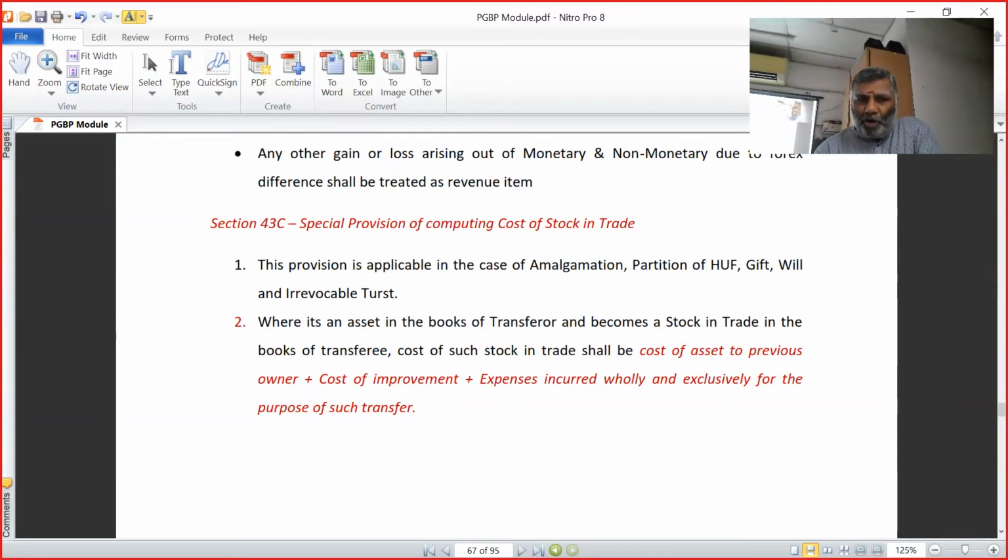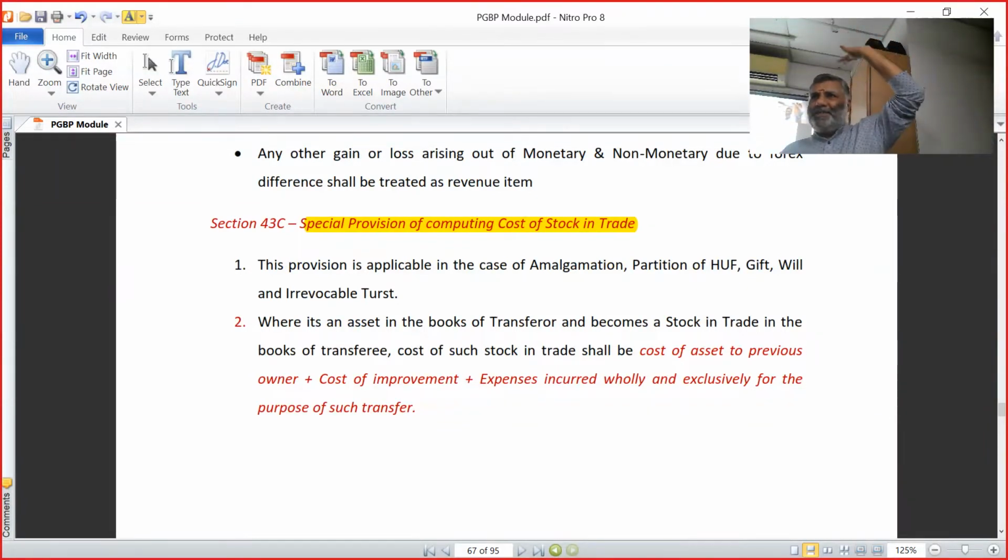Okay. 43C, special provision for computing stock in trade. We will again study this in capital gains. Asset converted into stock in trade. Okay, stock in trade converted into asset, fair market value will be taken. Asset converted into stock in trade, for example in an amalgamation: in the books of the transferor, it is an asset. When it comes to transferee, it is a stock in trade.